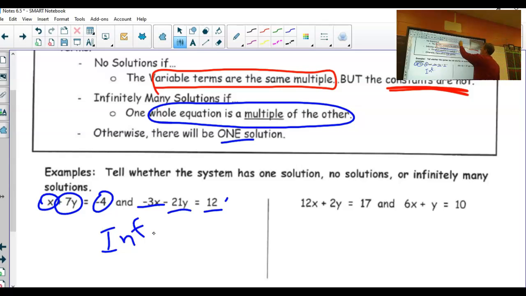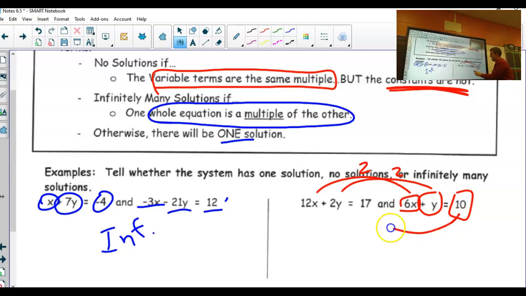Whereas the second one here, it looks like the 6x could be multiplied by 2. The y could be multiplied by 2. But the 10, sadly, is not multiplied by 2. So when the variables are both multiples, but the constant term is not, that tells you this has no solution if I went to solve it.